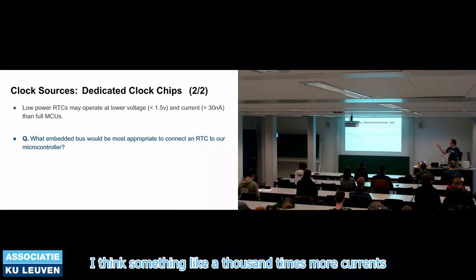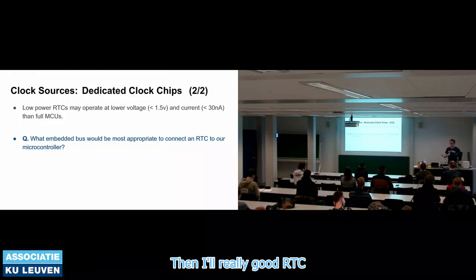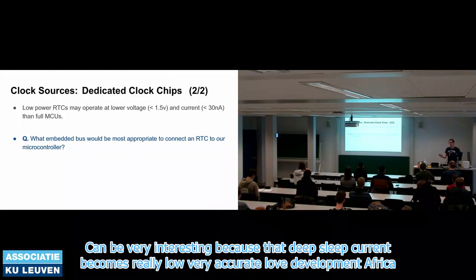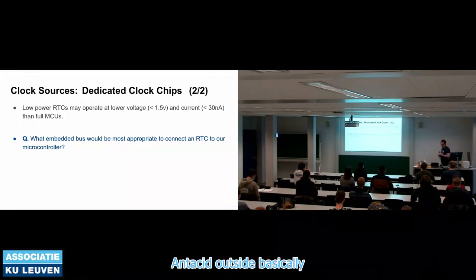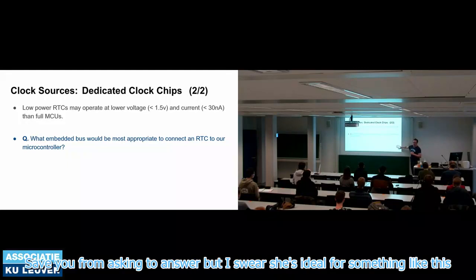Think something like 1,000 times more current than our really good RTC. So they, again, can be very interesting because that deep sleep current becomes really low, very accurate, and a lot of development effort goes away. But you're paying many tens of cents for a significant size module, and that's the downside, basically. Oh, I answered this question. That sucks. So I said already, saved you from having to answer.